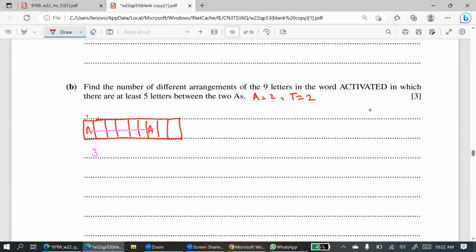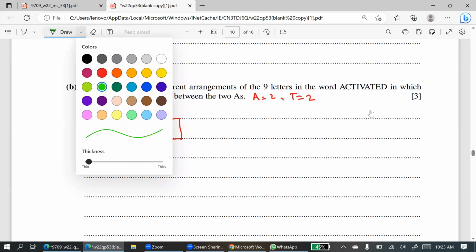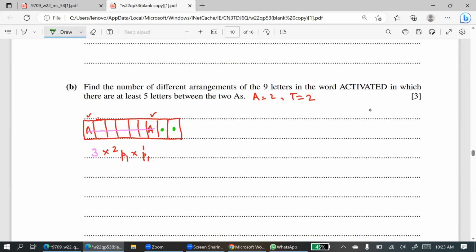We can arrange the first A with the help of 2P1 and the second A with 1P1. Now we want to arrange letters in these positions. How many positions are these? 7. 3 into 7 factorial divided by 2 factorial into 2 factorial.